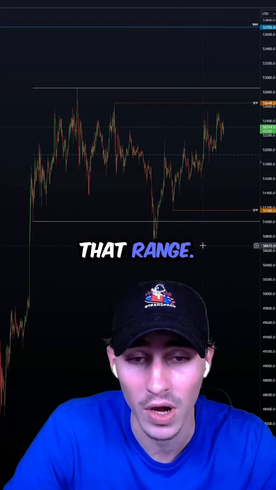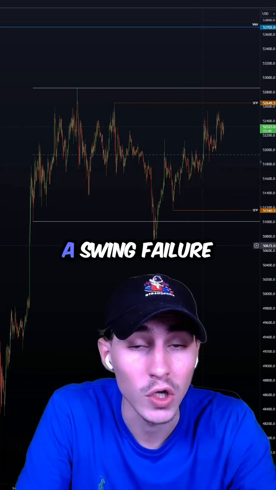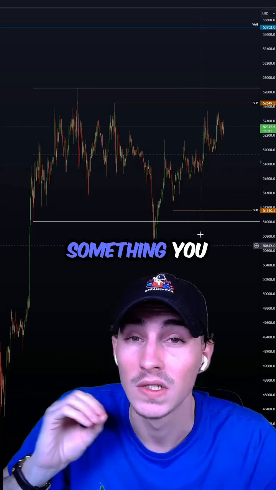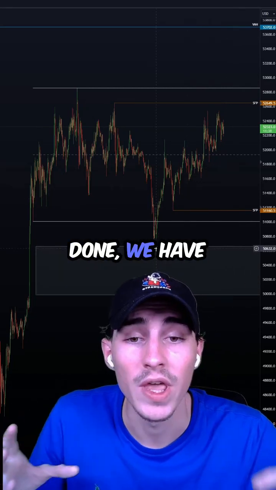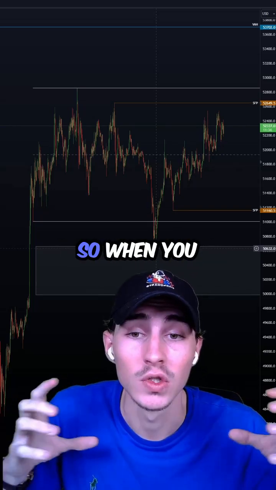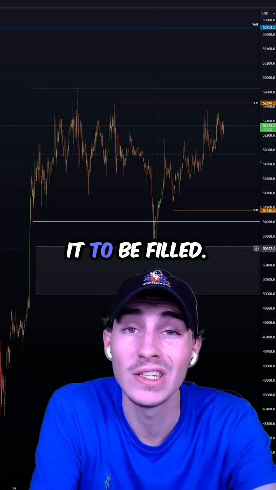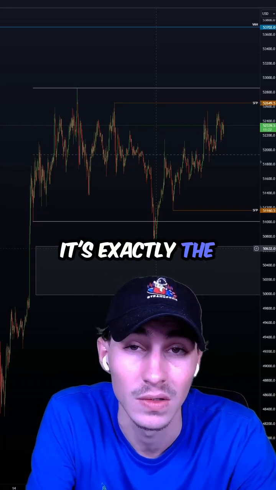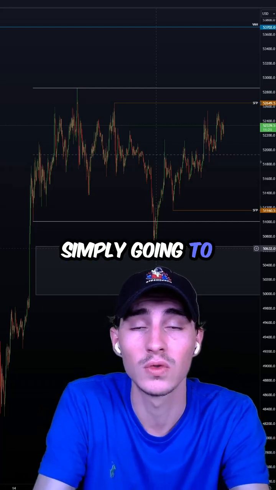If we break that range, it's very simple. Again, we simply have to look for what I just said before on the top, a swing failure pattern or a failed auction. Something you have to be aware of is that just below the low we have done, we have a single print. A single print is exactly the same as a gap. So when you have a gap on the chart, when you get acceptance into the gap, you expect it to be filled. A single print is exactly the same, really. If you get acceptance into the single print, you're simply going to expect it to be filled.